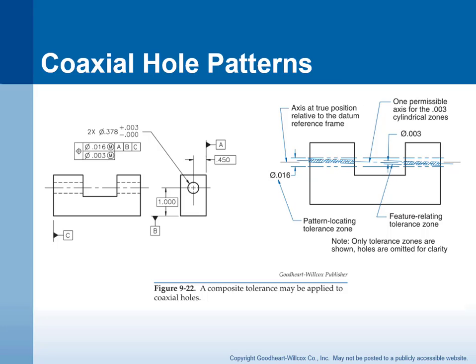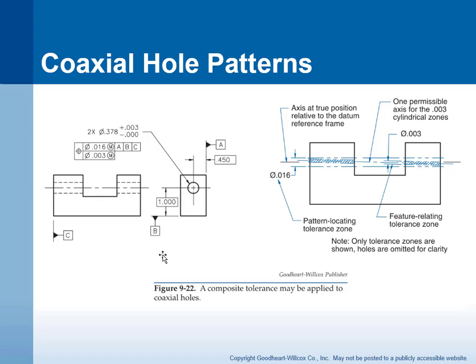So what we have here is a feature control frame like this. It calls out 2 by. When it says 2 by, I've got one hole on this side of the groove and another hole on this side of the groove. So it's actually two separate features. So 2 by 378 plus 3 minus nothing. And then we have this composite feature control frame. So the holes must be located relative to their datum surfaces within this 16 thousandths at MMC.